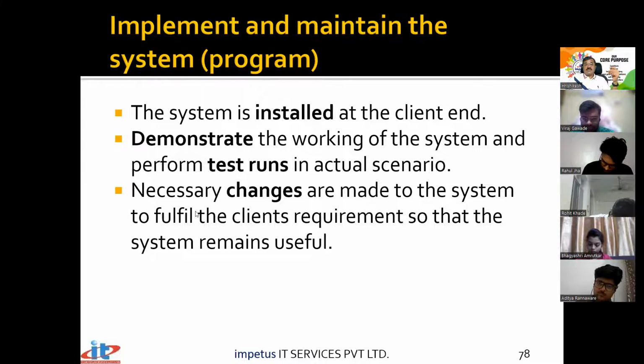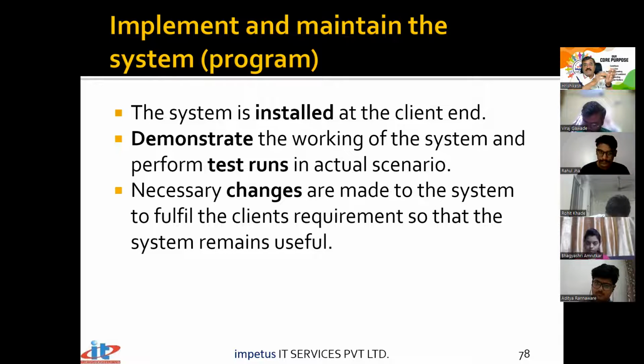Necessary changes are made to the system to fulfill the client's requirements so that the system remains useful. Now, this statement is also very important. Client had given you some requirement, okay, and that requirement was given 6 months back, based on which you have developed the system, and the government rule changes. Now, are you going to still tell the client, no, government rule has changed, but आपने दिया हुआ मेरा requirement पहले का था, I'll only do as per the previous requirement? I'll not incorporate the new government rules that are asking you to make the changes.